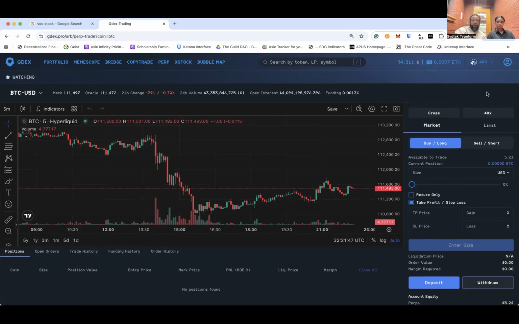If you look over here, that's a 40x long. 40x, it's a long or short. Long means I am anticipating this price is going to go up, it's going to go over $111,492. With a short, I'm anticipating it's gonna go down to $100,000. That make sense? Long, go up. Short, go down.